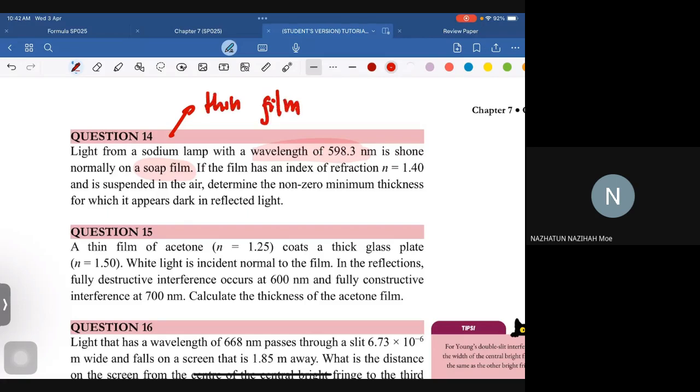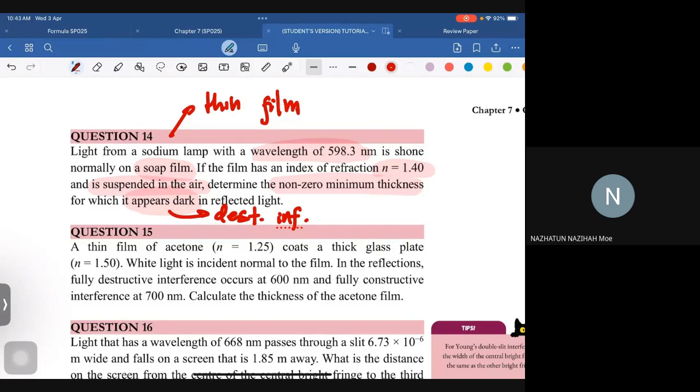Okay. So sekarang ni, if the film has an index of refraction 1.4 and is suspended in air. Okay, sudah mention sudah, dia di udara. So we have to determine the non-zero minimum thickness for which it appears dark. So from the keyword here, dark, kamu perlu identify the equation that we use will be destructive interference. Okay, keyword dia yang itu.